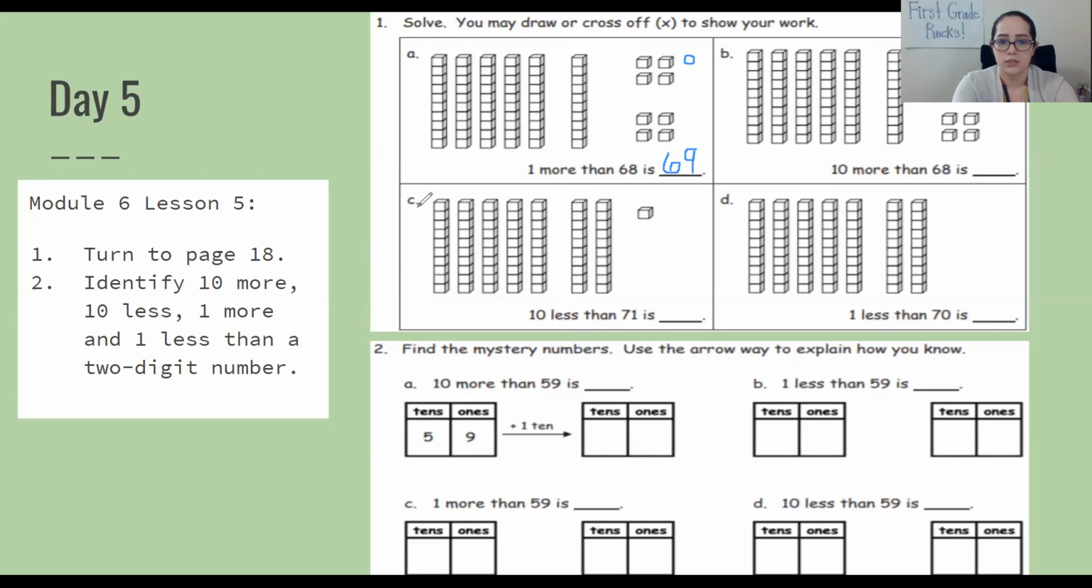I'm going to jump down to C. Here it says 10 less than 71 is. So I don't need to draw anything because I'm not adding more. I'm actually going to take away 10. I'm just going to cross the stick of 10. So 10, 20, 30, 40, 50, 60, 61. So 10 less than 71 is 61. B is going to have you do 10 more than 68, and D is going to have you do 1 less than 70.